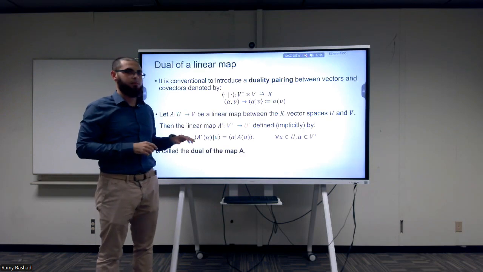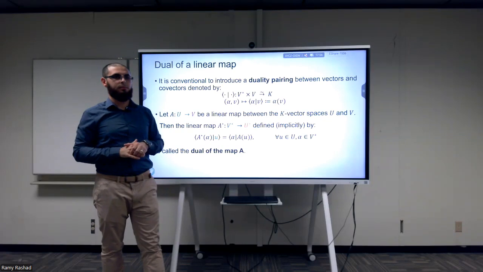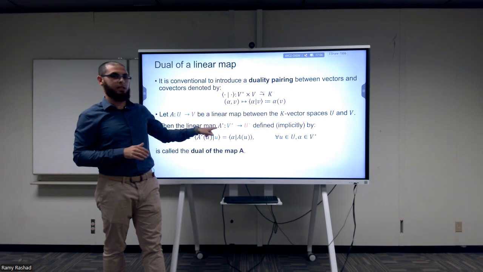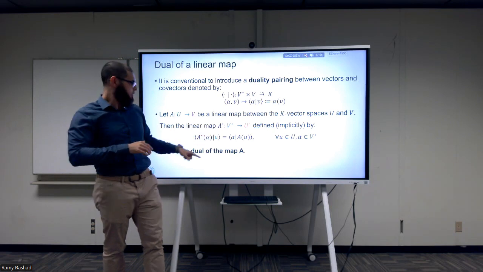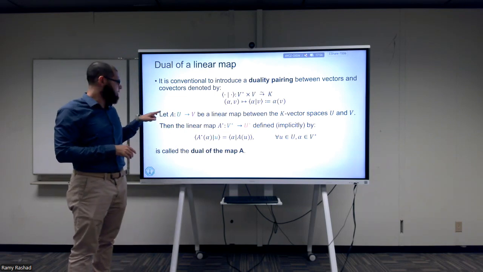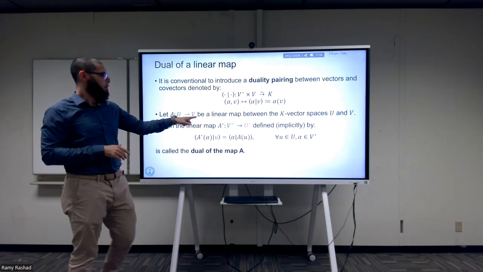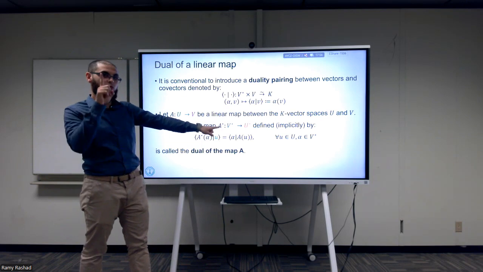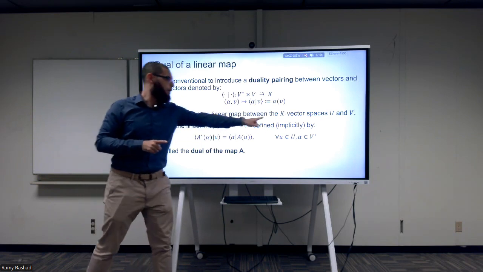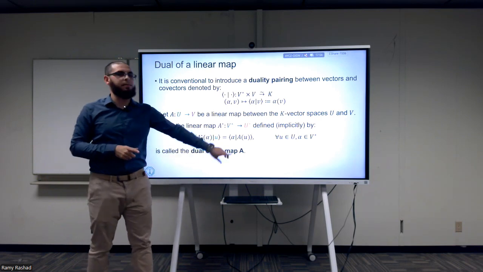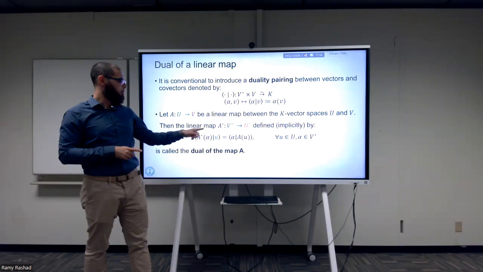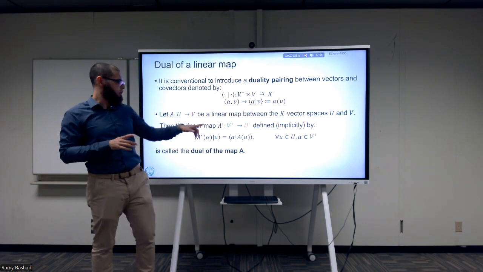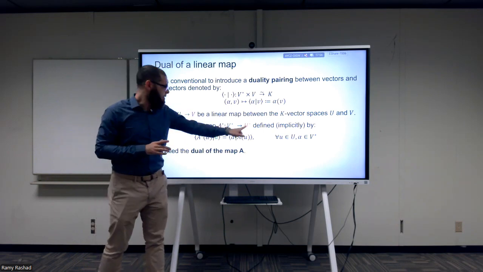Instead, in the duality, it is the set of all linear maps between, for example, U and V. No, that's not what this is. Check the definition here. Again, let's read it. Let A be a linear map from U to V between the K vector spaces U and V. Then the linear map A star, defined by this condition, is called the dual of the map A. So A is a map, and A star is a map here. We're not talking about sets of maps. V star, okay, that's a good question. V star is the dual of this, and this is the dual of that.